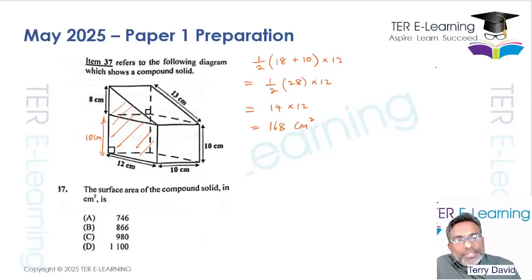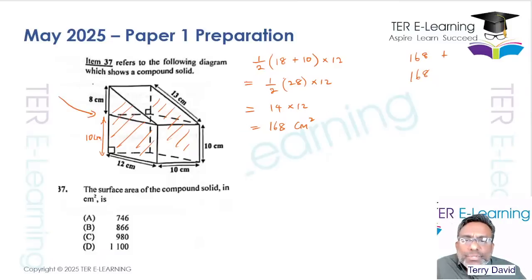So now let's keep track of what we're going to add. That's 168 plus, we have our next one on the back here, there's our next 168. Now the other faces: we have a face in the back here, which is a rectangle. That's going to be 18 multiplied by 10, which gives us 180. So we have to add the next 180. That's the face to the back.